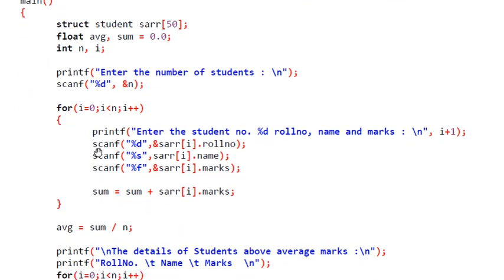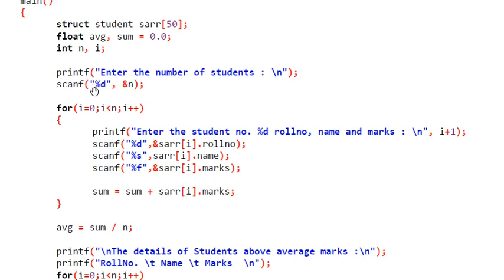Next, first we will prompt the user to enter the number of students. So first the user will tell how many students there are, using a printf statement. This particular statement will display on the console, saying enter the number of students. Once this message comes, the scanf instruction will be executed, and what scanf will do is wait for the user input from the keyboard.